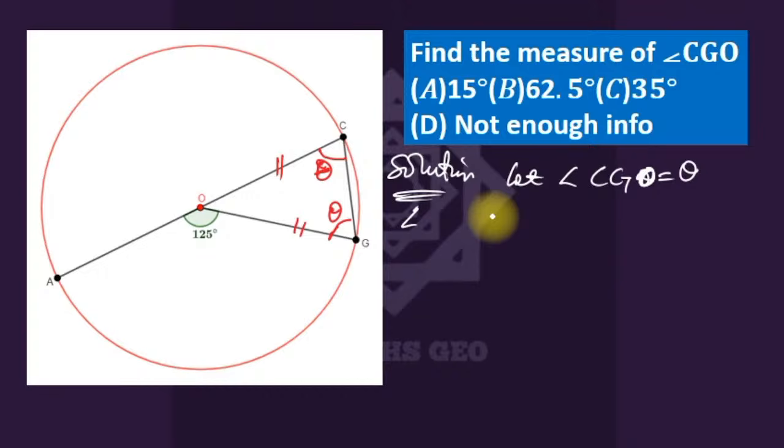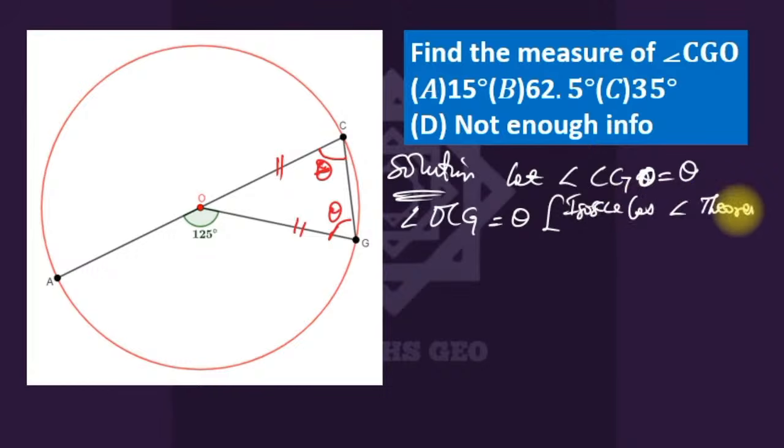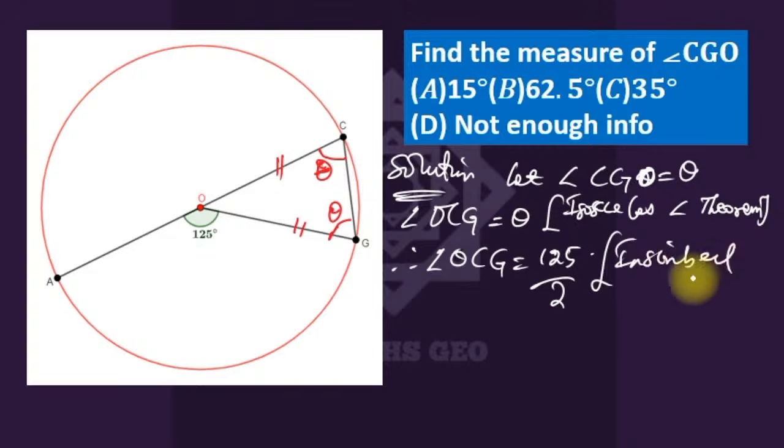So therefore angle OCG is also theta. Why? Isosceles triangle theorem. Therefore angle OCG is 125. That's theta. Is 125/2 by inscribed angle theorem. So our answer is option B.